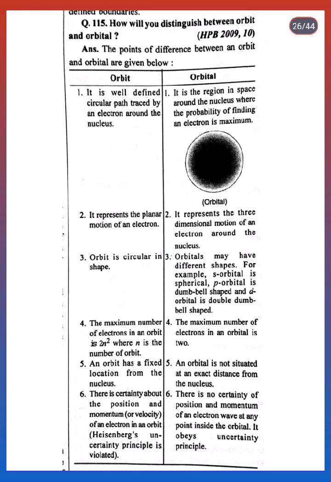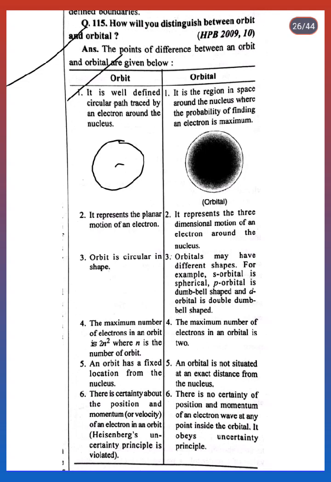So next we discuss the distinction between orbit and orbital. Again an important part. Orbit and orbital, the main points of difference. So let's start with the first, orbit. It is a well defined circular path traced by an electron around the nucleus. The path traced around the nucleus is called an orbit.